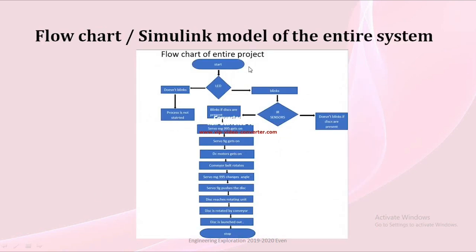This is a flowchart of our entire system. The IR sensor detects the presence of the disk and the LED light blinks, and the servo MG995, servo 9G and DC motor turn on and the conveyor belt starts to rotate. Servo MG995 changes the angle by uplifting the rotating unit, and servo 9G pushes the disk. The disk reaches the rotating unit and is rotated by the conveyor belt, and hence the disk is launched out.